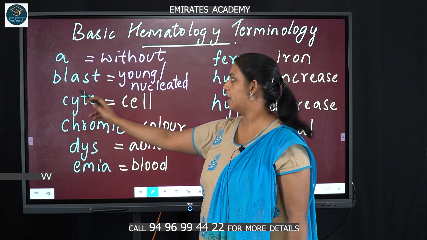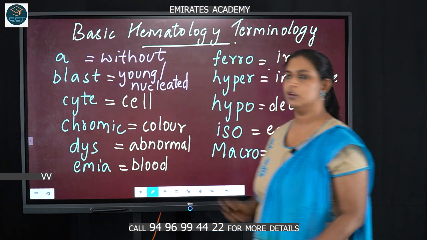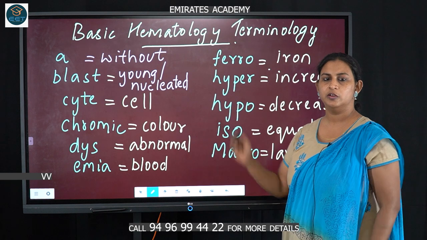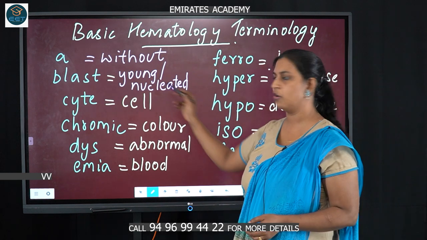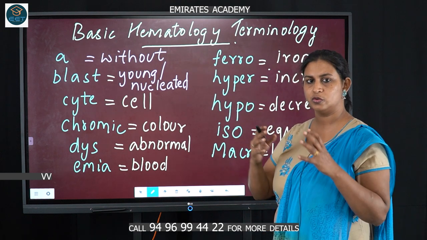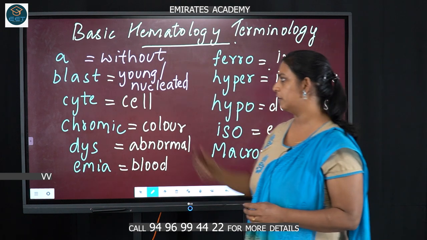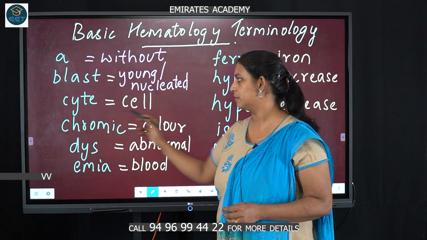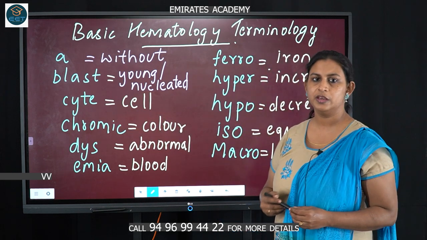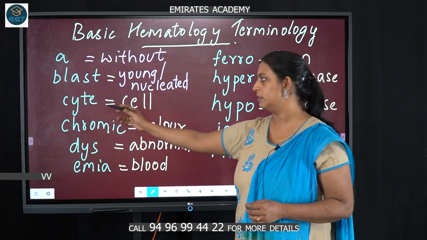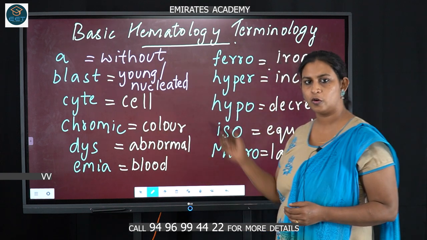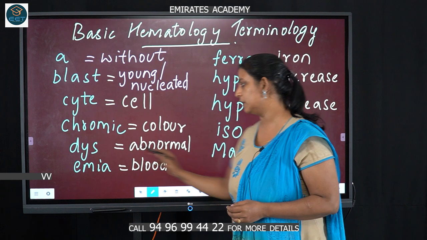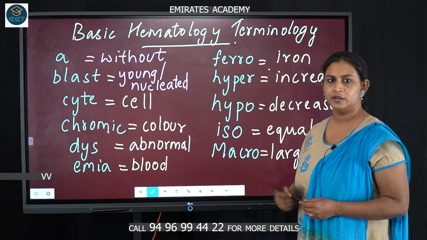Then blast. Blast means young or nucleated, okay? Leukoblast, or myeloblast. So it refers to the young or nucleated cells. Then cyte means cell, okay? Leukocyte, that means white cell. Then chromic means color. Chromic means color.